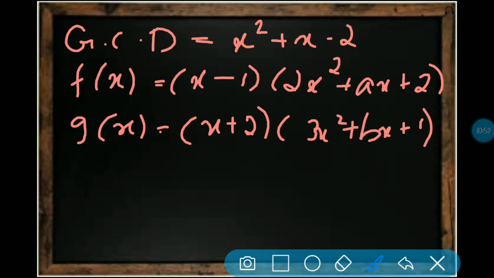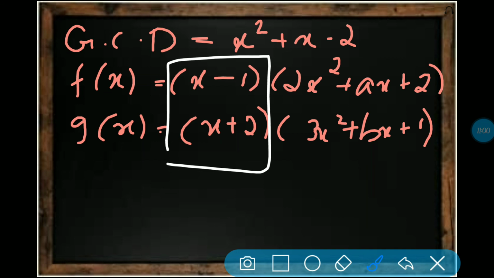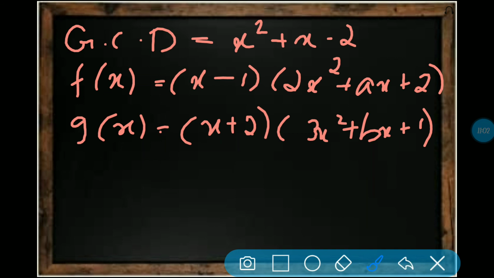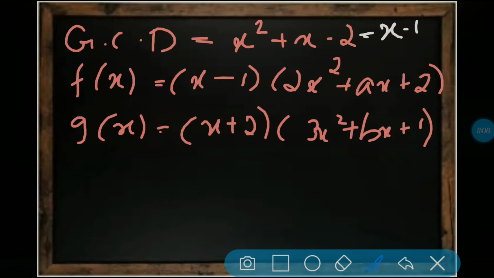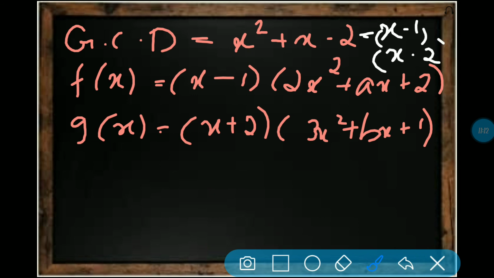So this question actually looks lengthy, but it is very simple. It doesn't seem that lengthy. First, the GCD is actually given here. These first two terms we will take as the GCD. We will equate those, that is x minus 1 into x minus 2, so that will be x plus 2, that will be the GCD here. Okay, we can equate it to that.